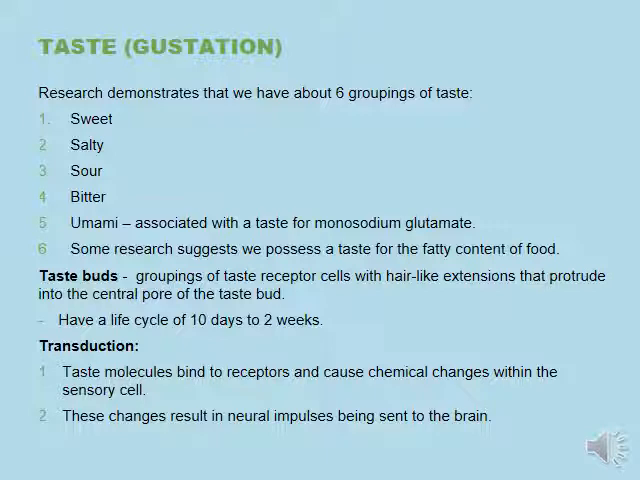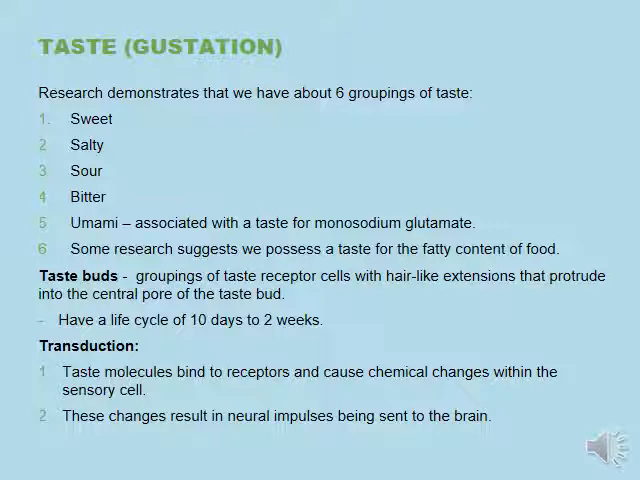And also when we look at our taste buds, the grouping of taste receptors, the cells with the hair-like extensions that protrude in the central pore of the taste buds, again, they have a life cycle of 10 days to 2 weeks. So now, the transduction. The taste molecules bind to receptors and cause chemical changes within the sensory cell. These changes result in neural impulses being sent to the brain.